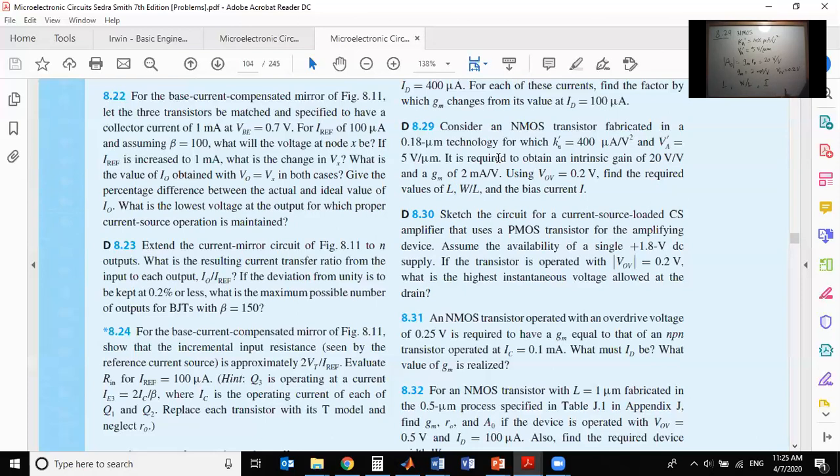gm is equal to 2ID over V overdrive. And how much is ID? Is it the same as I? Yes, what we're looking for. So gm equals 2I over V overdrive. We know this and this, so we can find I. If you substitute, I equals gm times V overdrive over 2. The 2 cancels, so you get 0.2 milliamp. So this is I, that's correct. How can we find L and W over L?